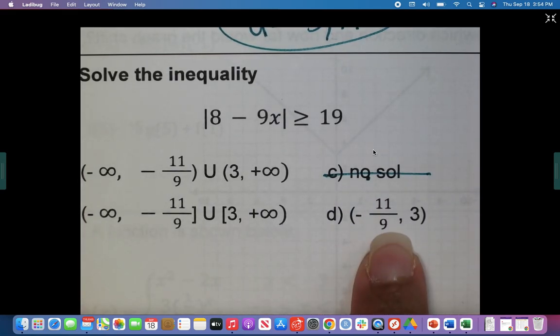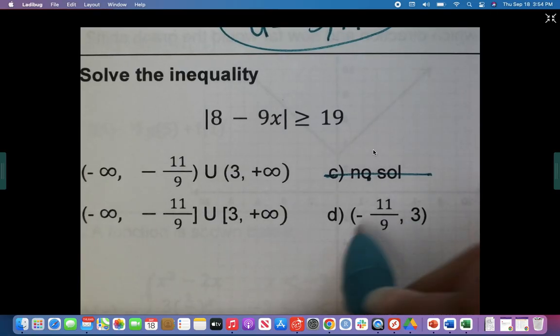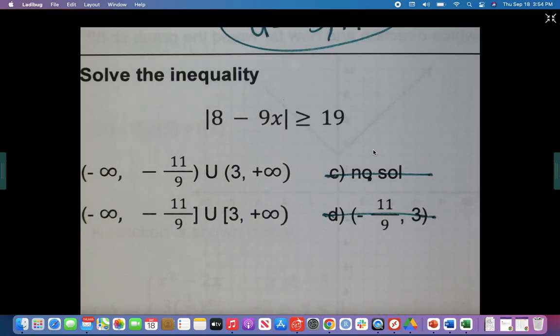This one would just be one interval. It would start at -11/9 and go to 3. Again, that was not the case. We saw 2 separate shadings, so I should have 2 intervals. That is just one interval, so that's not my answer.